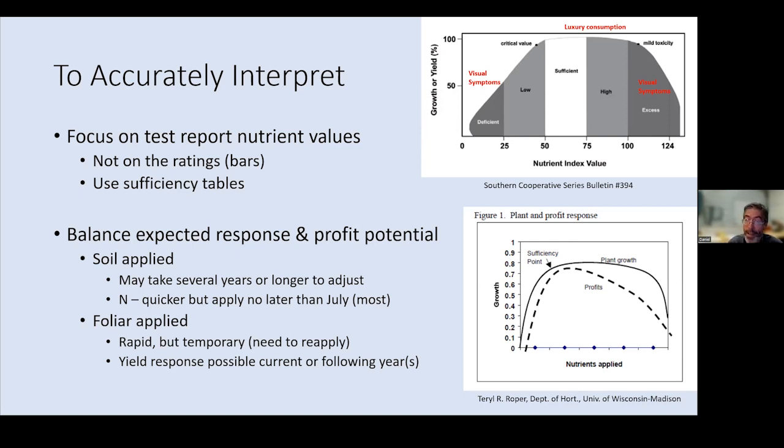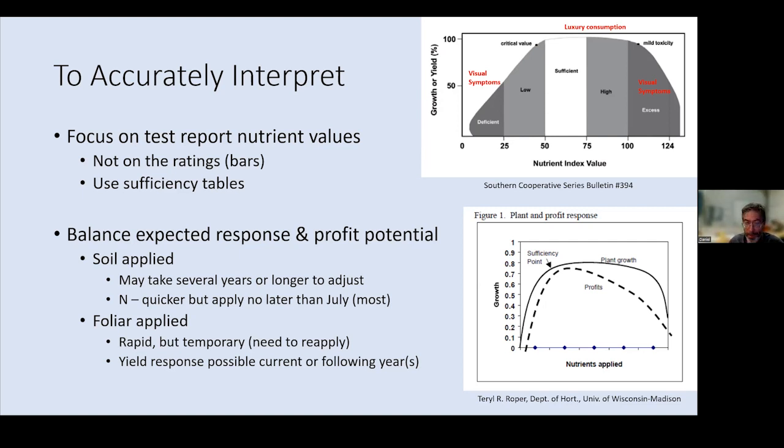So for soil applied, it may take several years or longer to adjust, because it takes time for those nutrients, especially if we're applying to the soil surface and not incorporating, to get down to the root zone. Nitrogen is quicker, it moves quicker through the soil, but we want to apply no later than July to adjust for most crops. Strawberries are different because they set their flower buds in the fall.